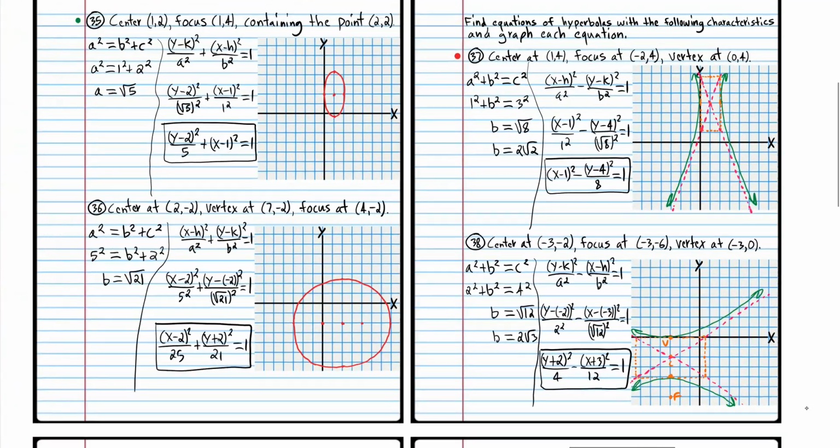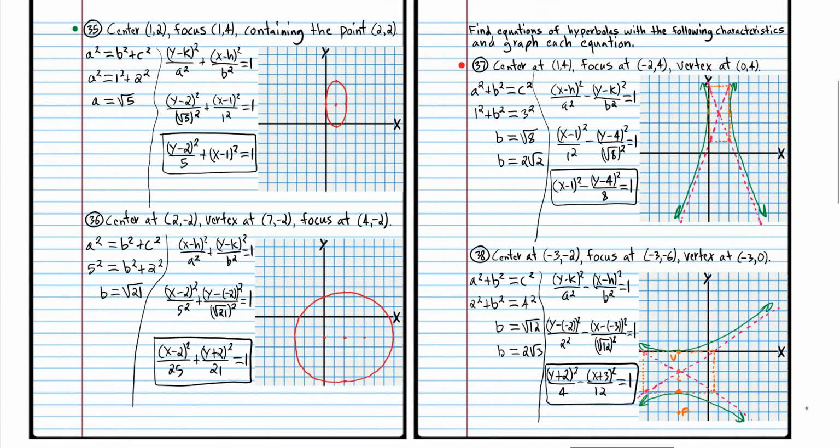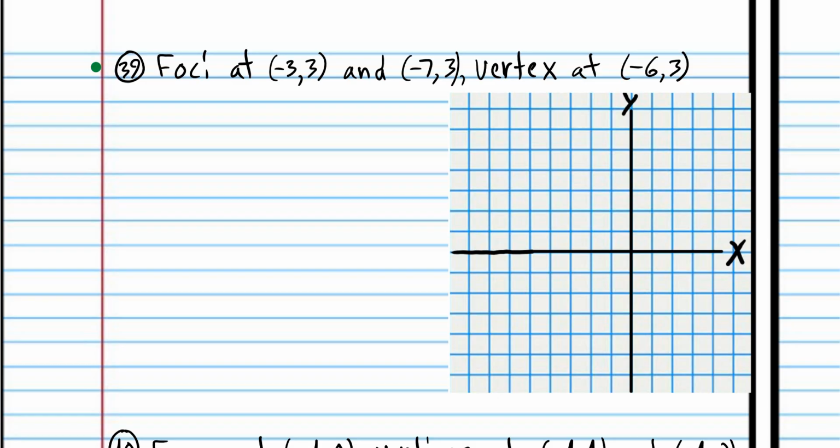So I want you to get a picture of 37 and 38, and I want you to try 39. Go into attempt number 39. When you come back, we'll do it together.